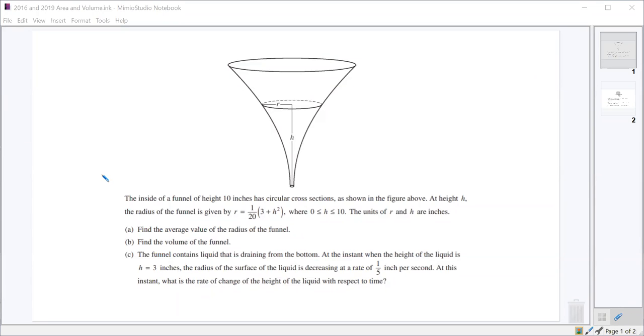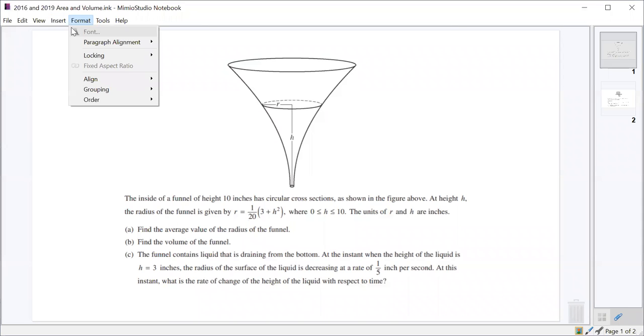So this is the 2016 free response question that had to do with volume. The part A had nothing to do with area volume stuff. We're looking for the average value of the radius. Well, the radius is just this value r, 1/20th of 3 plus h squared, from h equals 0 to h equals 10. So if we're looking for the average value of some continuous function r, that's the mean value theorem for integrals.